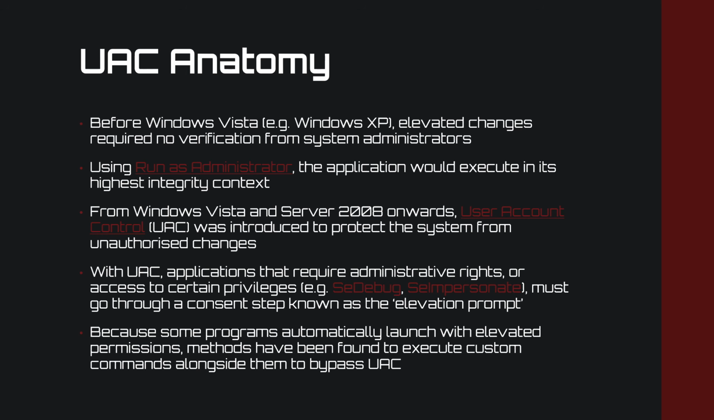Now, from Windows Vista and Server 2008 onwards, Microsoft decided to implement an additional layer of security called user account control. Essentially, any application that would require administrative rights or access to certain privileges like SeDebug and SeImpersonate would have to go through a consent process known as the elevation prompt.